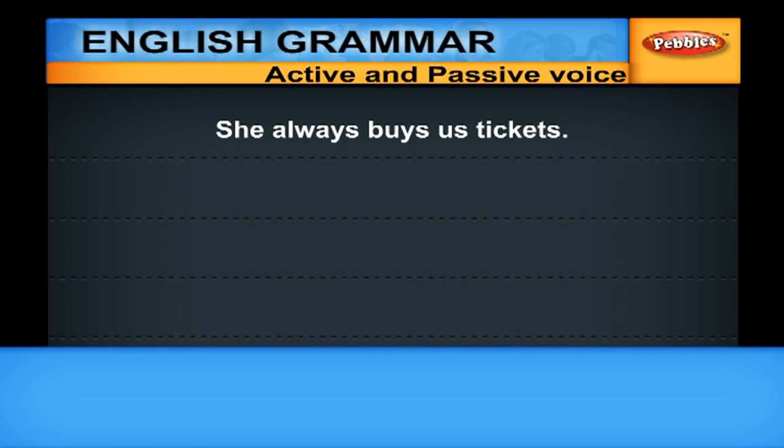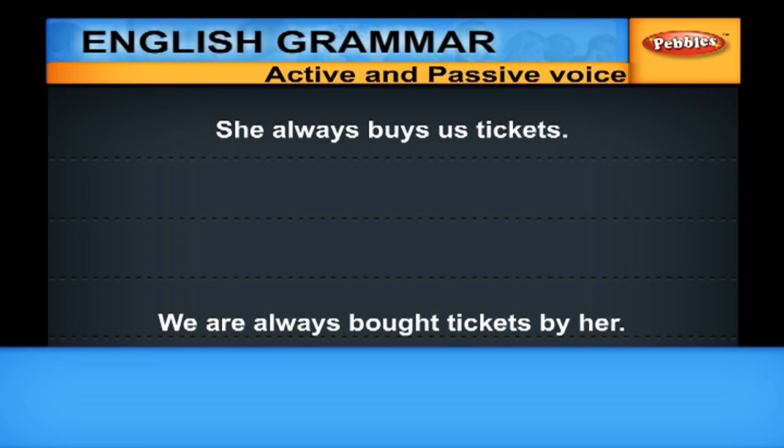The second sentence will be formed using us in the active voice as the subject of the passive voice. But us will change to we in the passive voice. And we is plural. And the active voice sentence is in simple present. So it will take are as helping verb. We are always bought tickets by her.